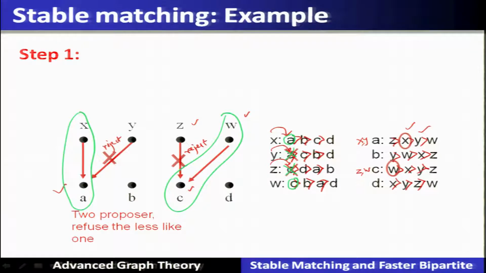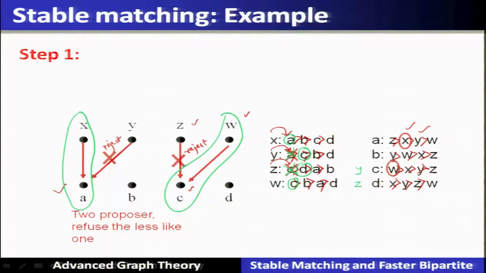Now, let us go to the next iteration, because Y and Z have got rejections from their respective A and C, since there was a clash in their proposals. More than one proposal was received by A and C, so they have to accept one and reject the other proposals. Now, the next step is that Y will send the proposal to C, and Z will send the proposal to D.